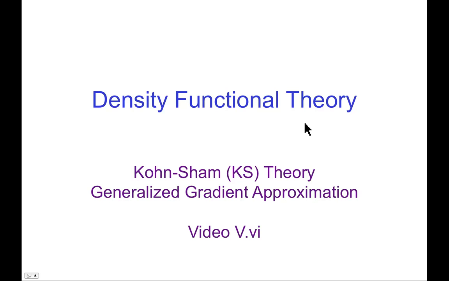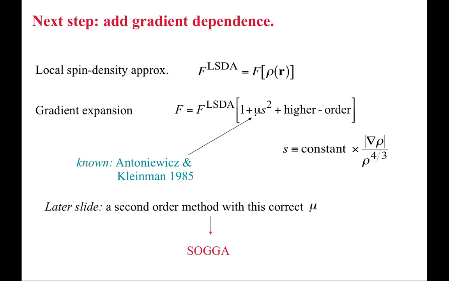Having explored Kohn-Sham theory within the context of the local spin density approximation, I'd like to go to the next step and talk about the generalized gradient approximation. So, in the local spin density approximation, we have some functional of the density, and in a gradient expansion, the approach that's taken is to say, well, what makes a molecule different than the uniform electron gas? What makes it different is that the density is changing as one moves through space.